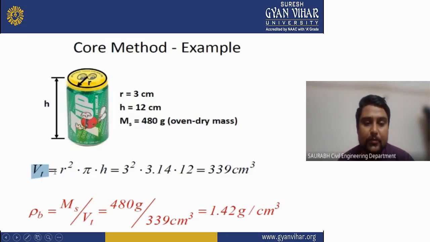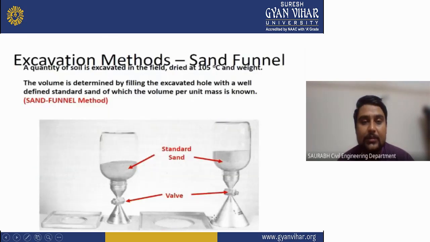From here you have to calculate the volume of your cylindrical core, which will be equal to r square pi h, and it will become 339 centimeter cube, and mass is already given here, so density will be equal to mass upon volume. Then we will get 1.42 gram per centimeter cube.